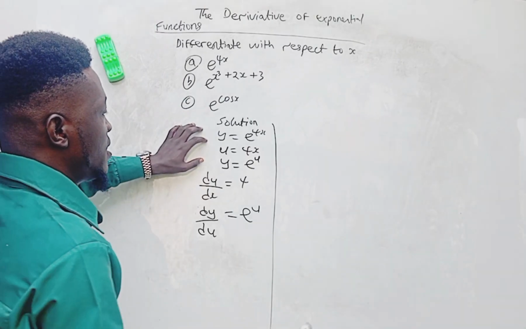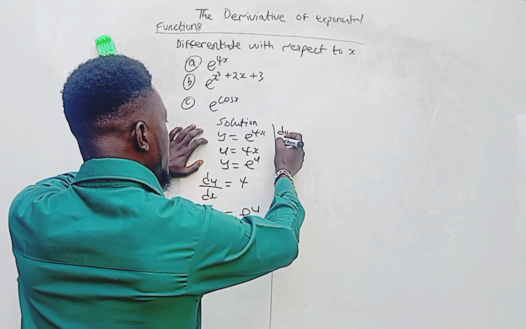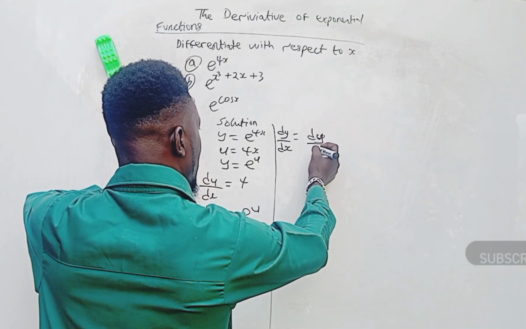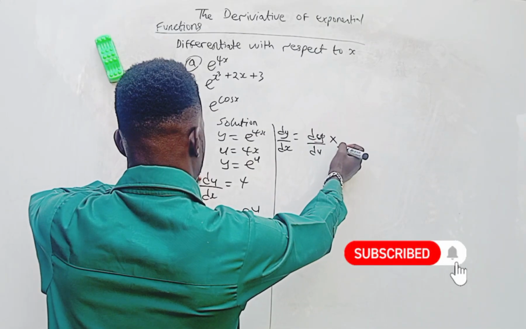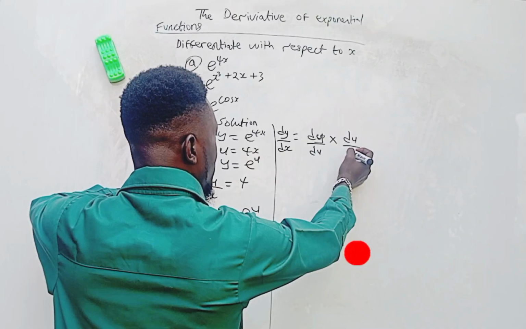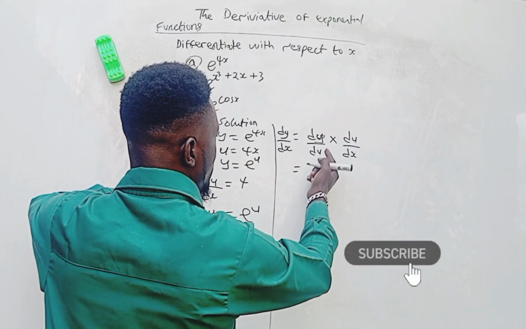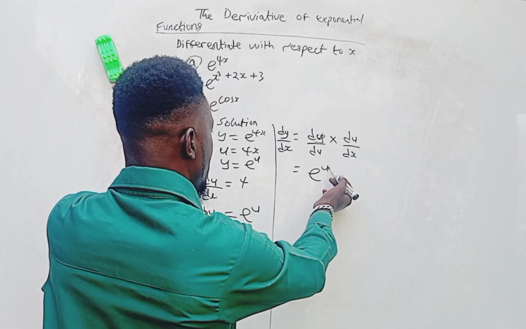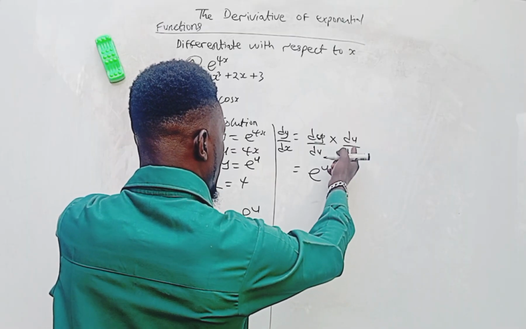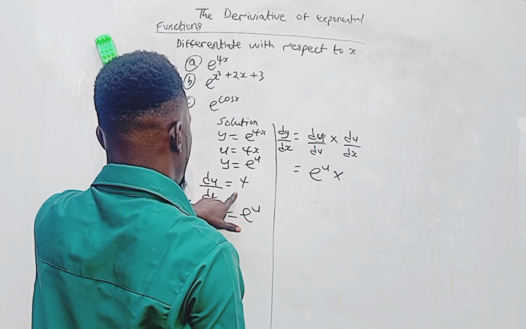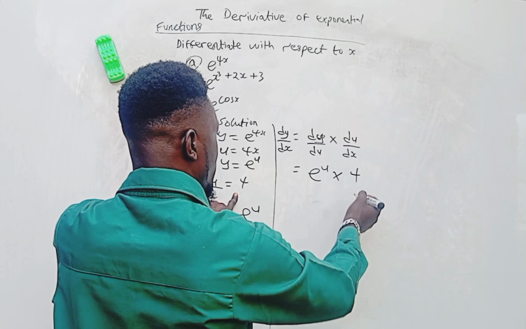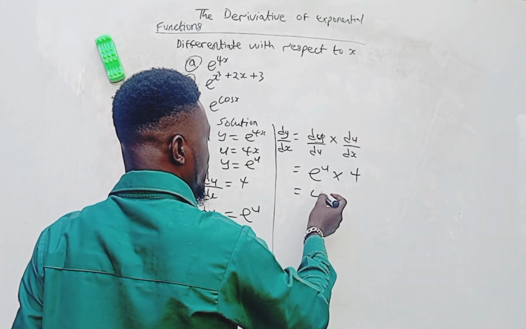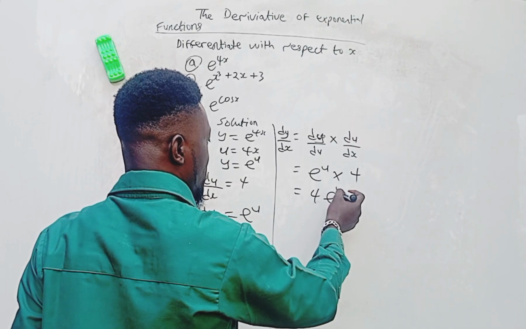You know that dy over dx is simply dy over du times du over dx, isn't it? So dy over du is e raised to u, times du over dx, and du over dx is 4. If we multiply them together, we are going to have 4 e raised to power u.